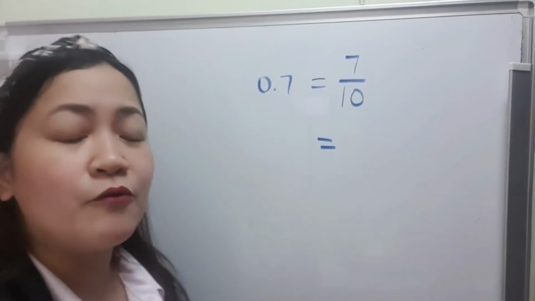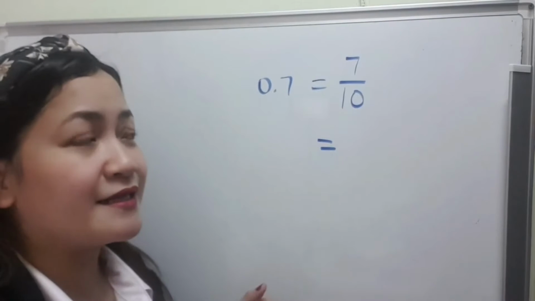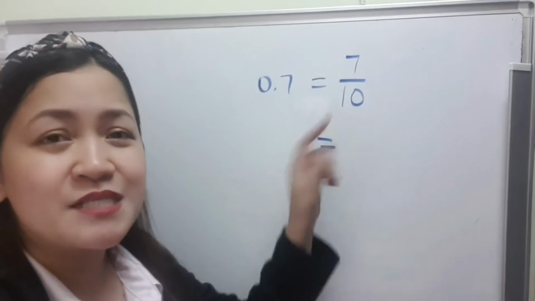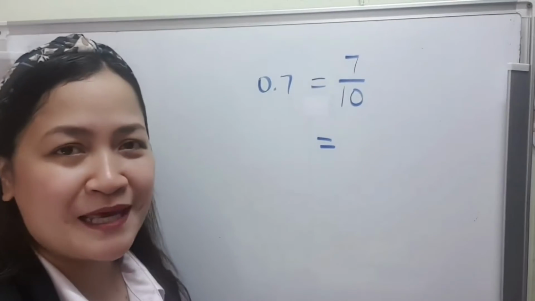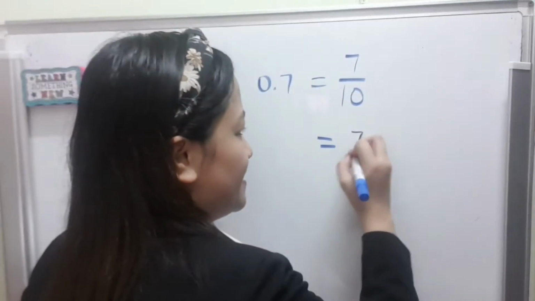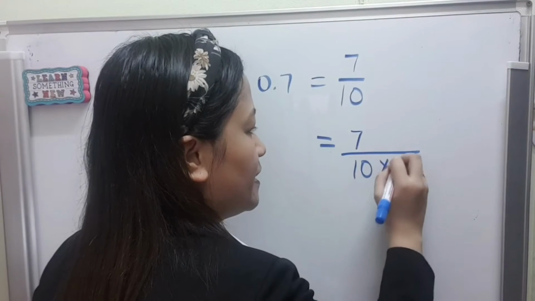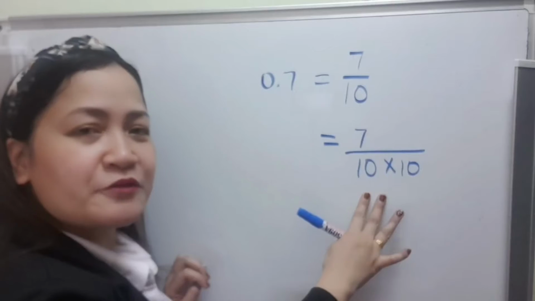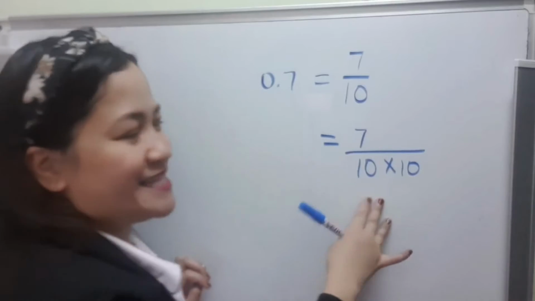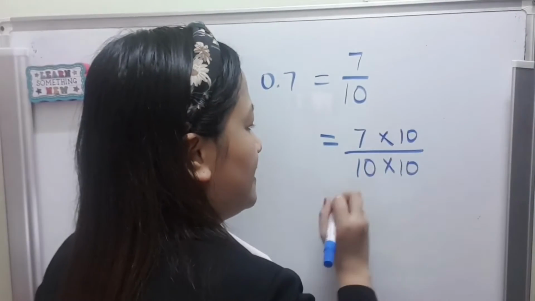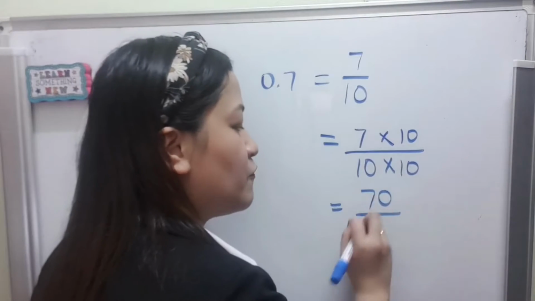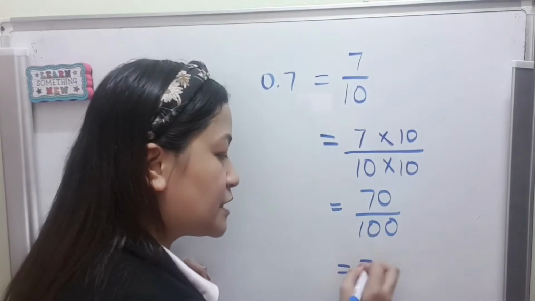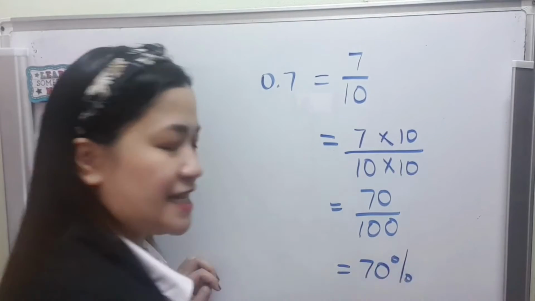Remember, we have to make our denominator equal to 100 if possible. Since our denominator here is 10, we can make it 100 by multiplying it by 10. Since we multiply our denominator by 10, then we have to multiply also our numerator by 10. That gives us 70 over 100, and 70 over 100 is equal to 70%.